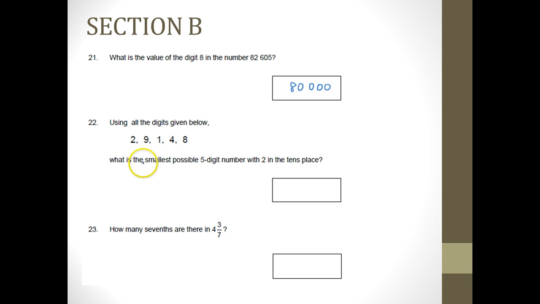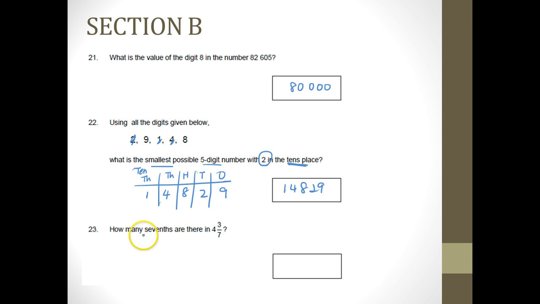Using all the digits given below, what is the smallest 5-digit number with 2 in the tens place? So if I write my place values: ones, tens, hundreds, thousands, 10,000. So 2 must be here in the tens place. So I take away my 2. I want the smallest possible number. So 1 is first, so I take out 1. The next ones are 4, 8, and 9. Right? So my number is 14,829.